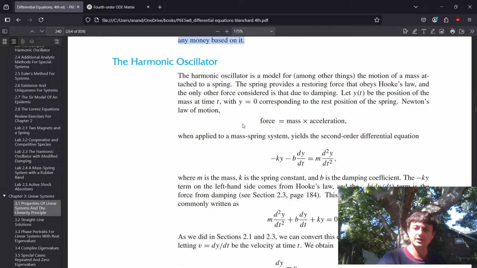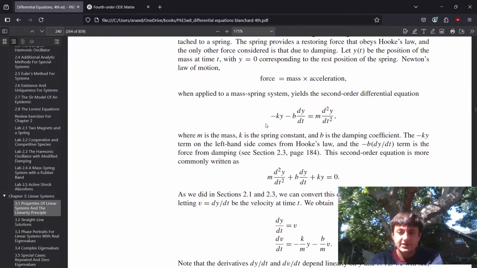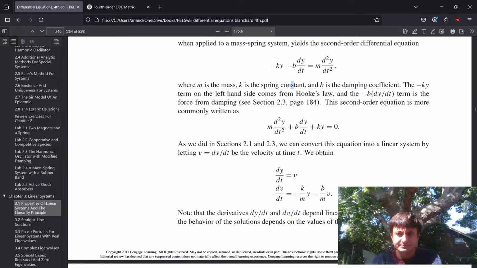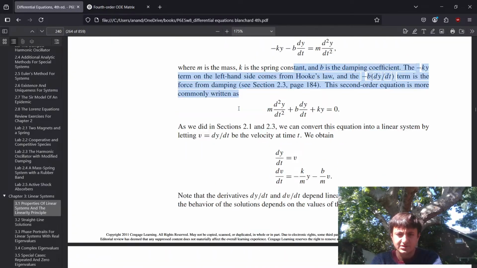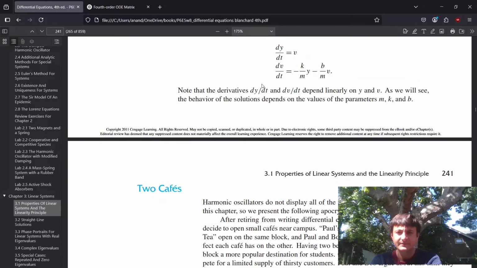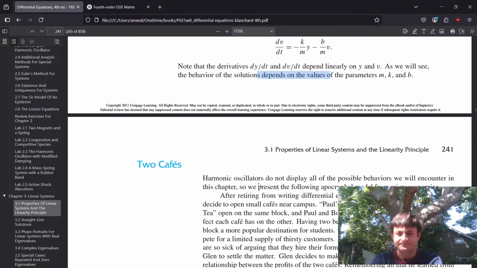All right. So the harmonic oscillator was derived by taking force equals mass times acceleration from Newton's laws. Then when you apply it to a mass-spring system, you get this second order system. Hooke's law. This is all re-derivation stuff we already did. Okay, then you end up with this first order system.